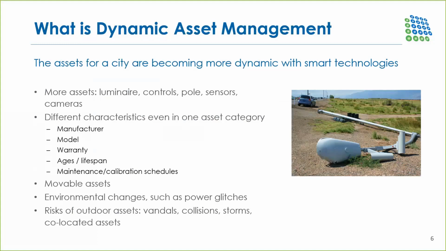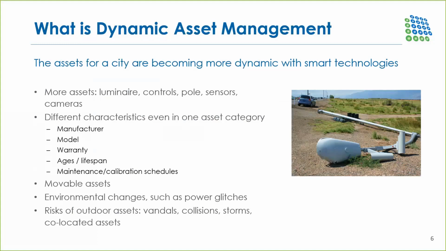So the other aspect of dynamic asset management is that it's not just one luminaire, one control system potentially, one camera, one sensor. It could be many manufacturers, especially over time. So multiple manufacturers as you replace worn out parts. It could be different models, different warranty spans. Even if you do stay consistent in terms of the equipment that you're purchasing, you replace them at different times, so they could have different ages and different expected lifespans from that point forward.